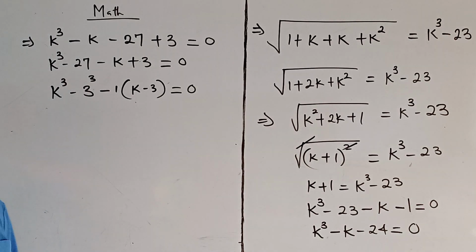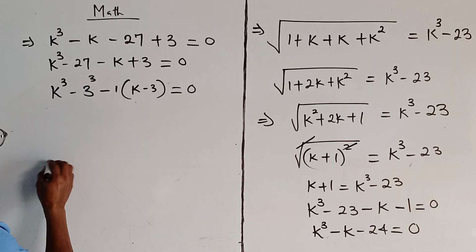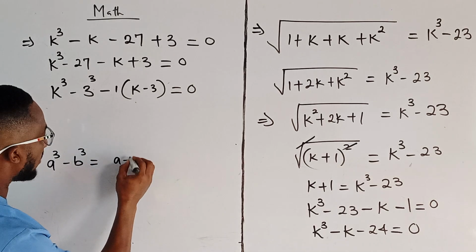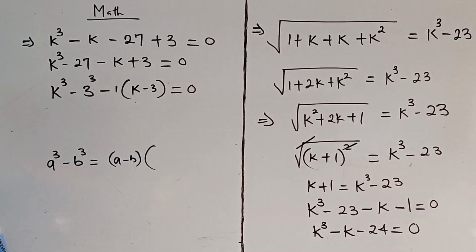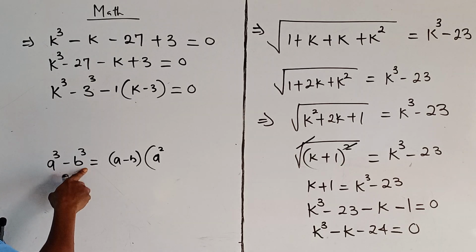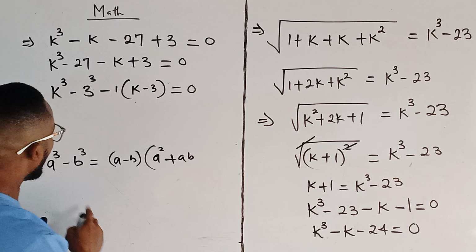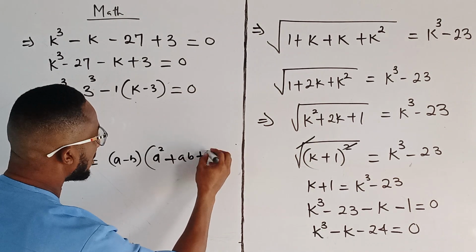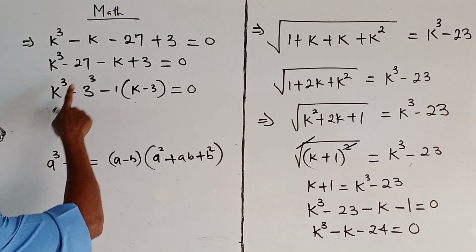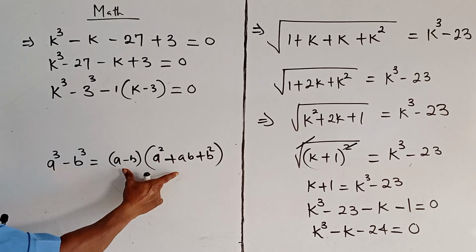Then I will look for a formula for the difference of cubes. I know that a cube minus b cube can be factorized into a minus b, and I will open another parenthesis. I will take a and square it, take a and b and multiply it, which is ab, take b and square it. So it means that k cube minus 3 cube, I can actually write like this.